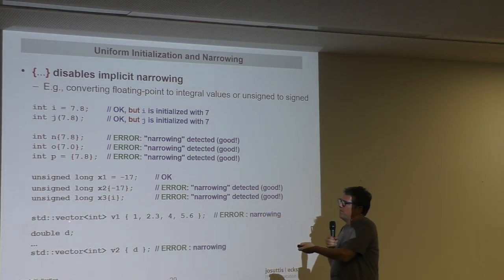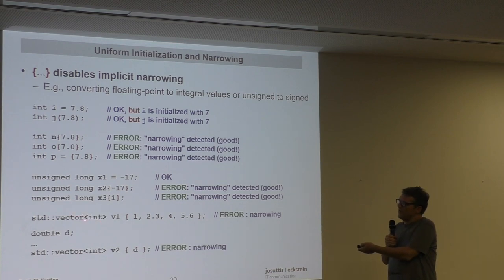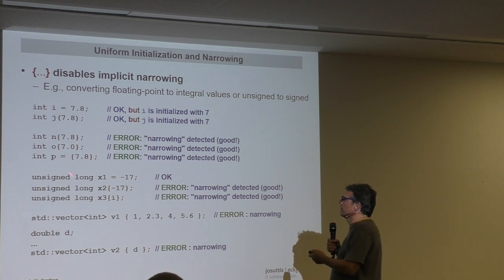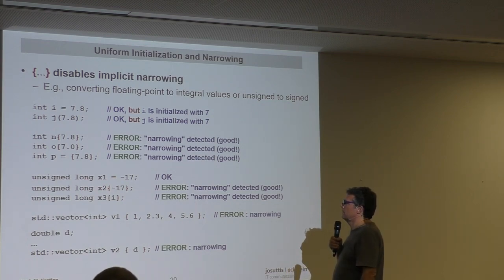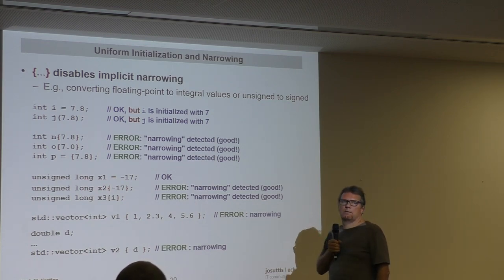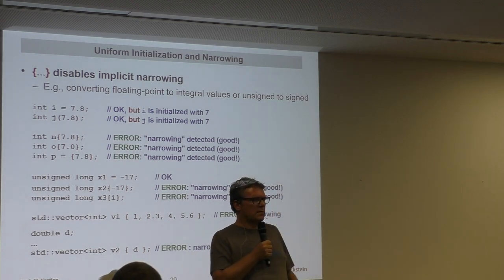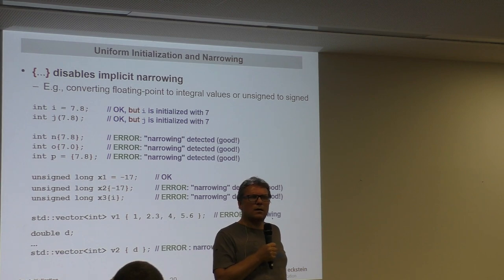And the same is true for vector of int. If we initialize a vector of int and we pass in doubles, this will not compile because we use curly braces. And only if, yes? Can you the long example you brought, isn't it also an example for narrowing that didn't work? The long example I brought with getInt, long with getInt. If you use curly braces, then it doesn't accept an int.